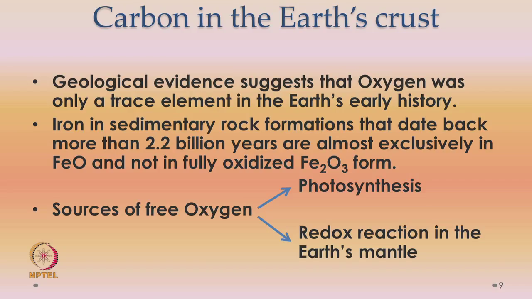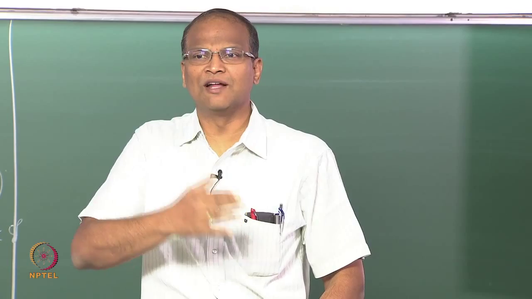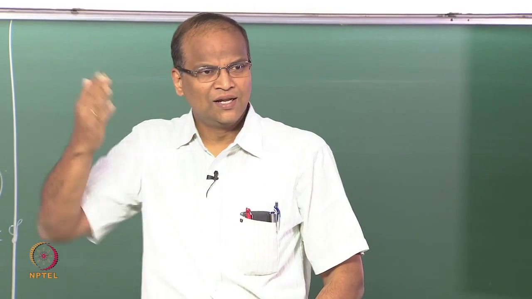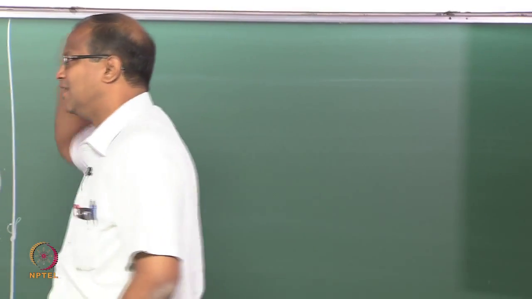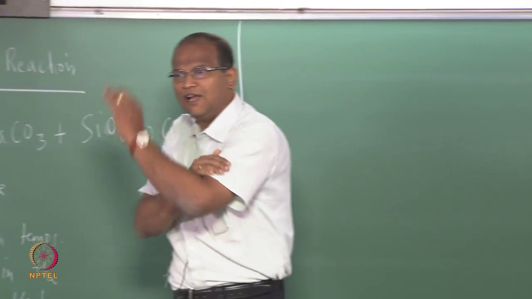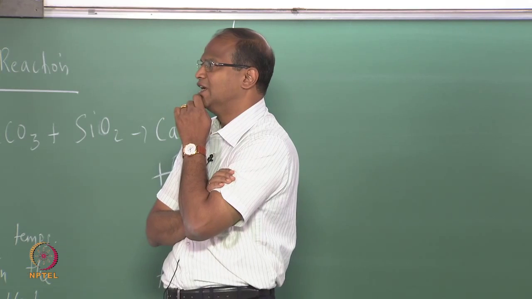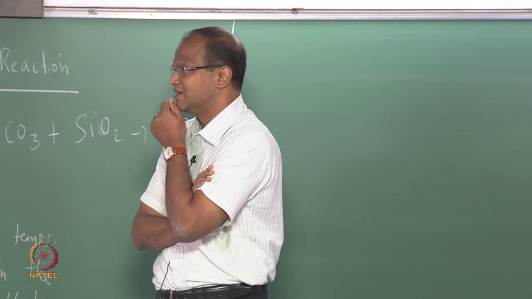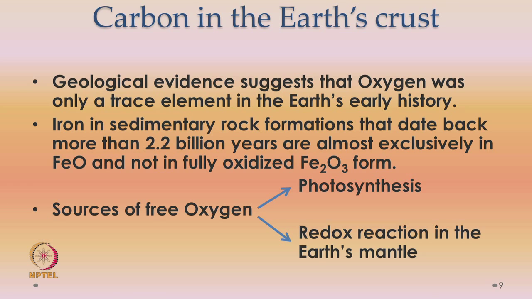Geological evidence suggests that oxygen was only a trace element. Geologists have confirmed, using various analysis models and marrying mathematical models with measurements, and then tracing it back in time, that oxygen was only a trace element in the earth's early history. The iron present in sedimentary rock formations can be dated, so you can find out the age.